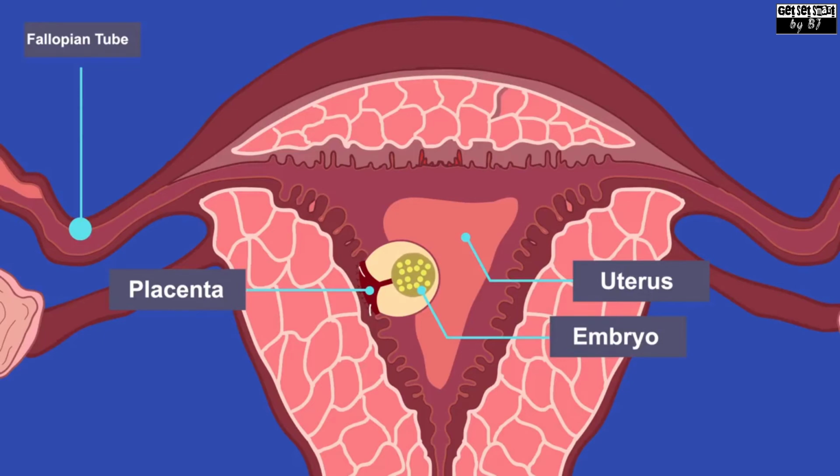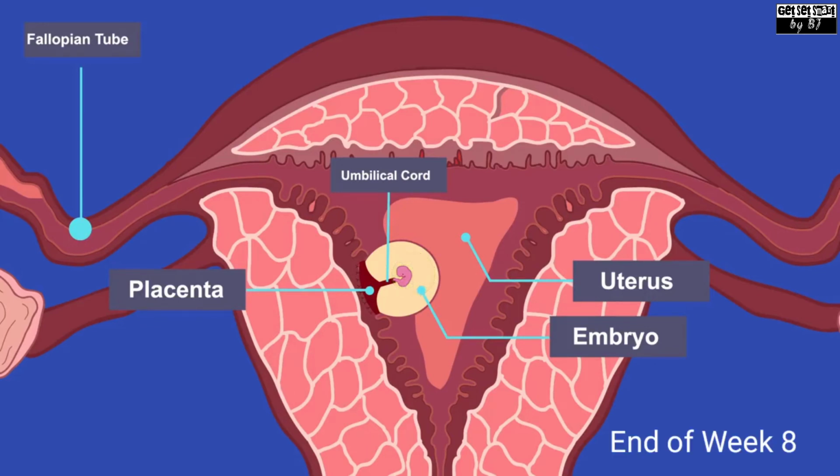Nutrients and oxygen will pass from the mother's blood into the embryo's blood. Blood vessels in the umbilical cord transport these to the embryo. Waste products like carbon dioxide will pass from the embryo to the mother, where they are excreted.